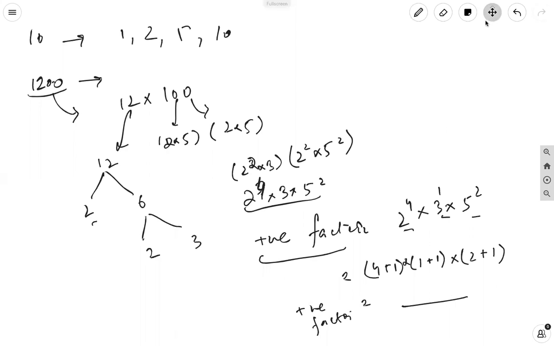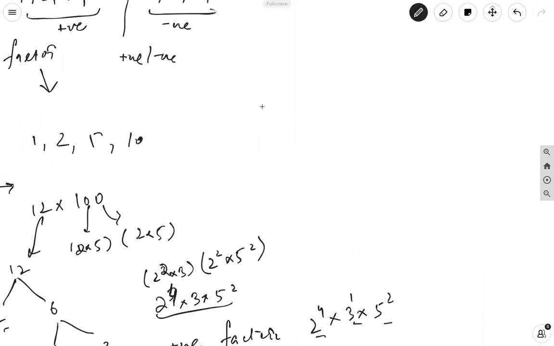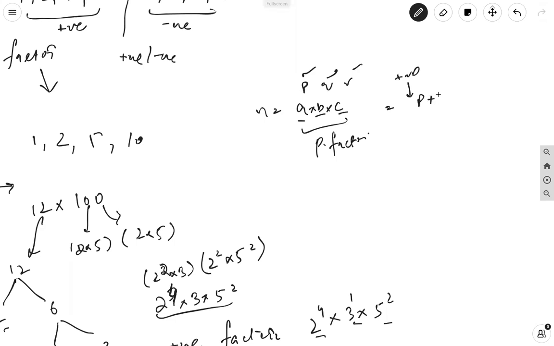I will repeat that in generalized terms. Let's suppose there is a number n and its prime factorization is a power p, b power q, and c power r, where a, b, and c are prime factors and p, q, r are powers. So the total positive factors of this will be: add 1 to each power and multiply those.